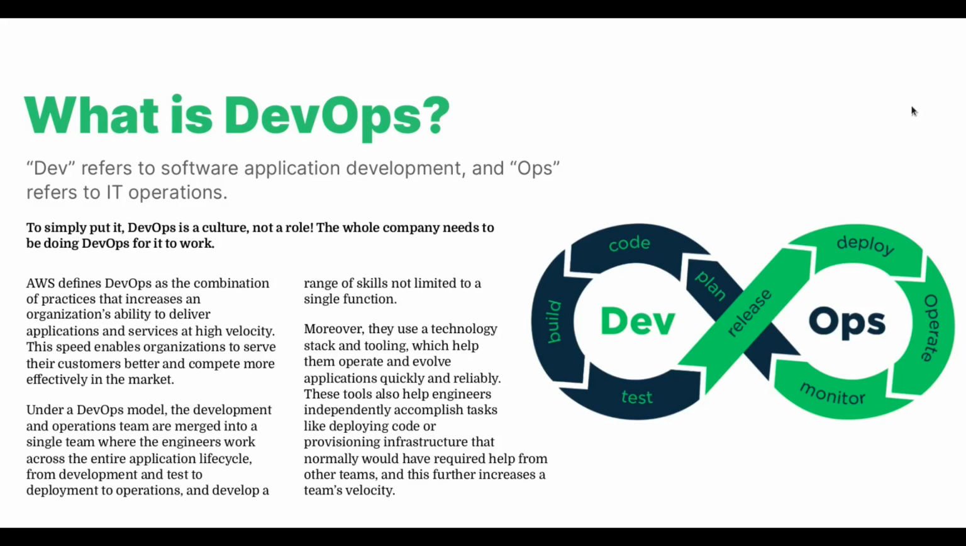So in DevOps you have to code, plan, and then monitor, release. All these tasks should be done in DevOps. As you can see in the diagram, you have to code, plan, build, test, release, deploy, operate, monitor. All these things should be done. So let me go to the next slide.